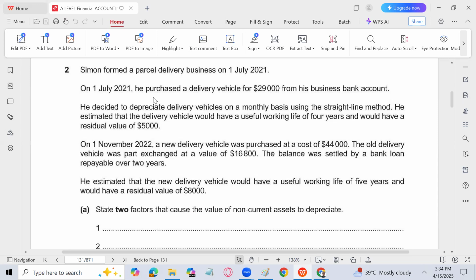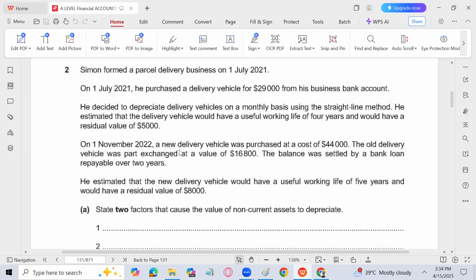So on 1st July 2021, he purchased a delivery vehicle for 29,000 from the business bank account. He decided to depreciate the delivery vehicle on a monthly basis, so month-to-month basis, it is the straight line method. Useful life is 4 years and residual value is 5,000 for this asset, which cost us 29,000.